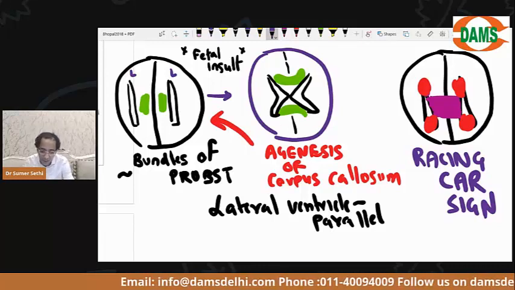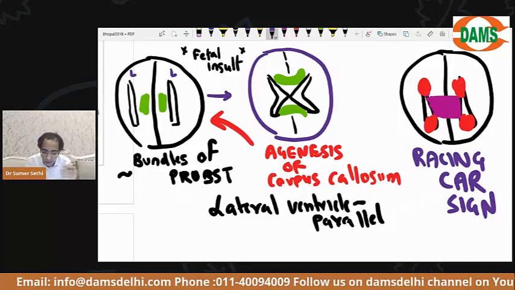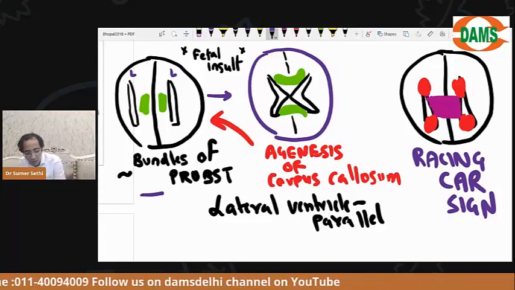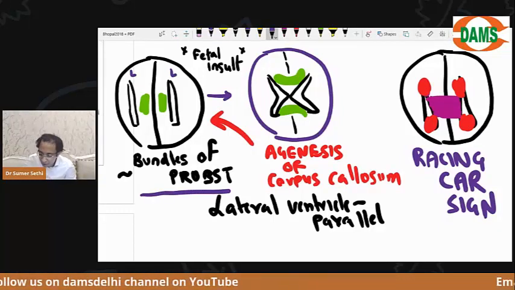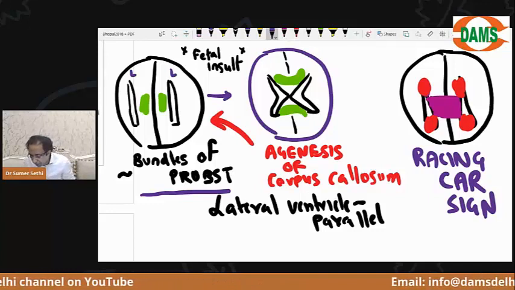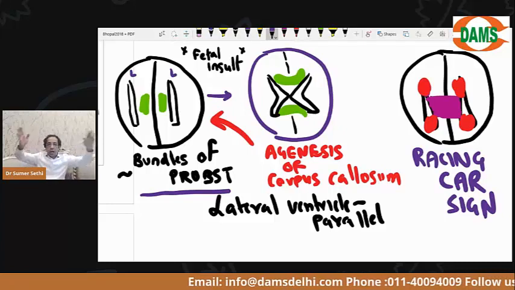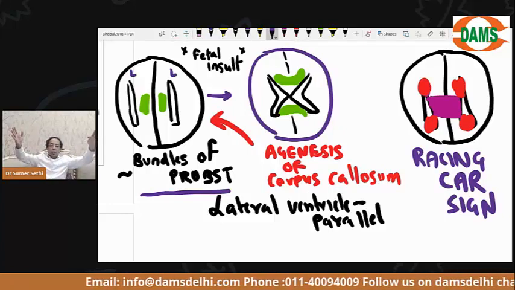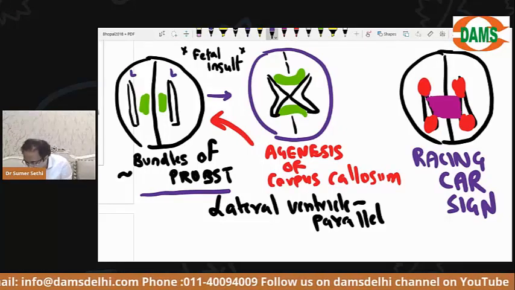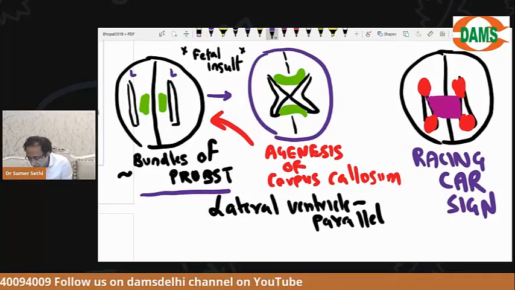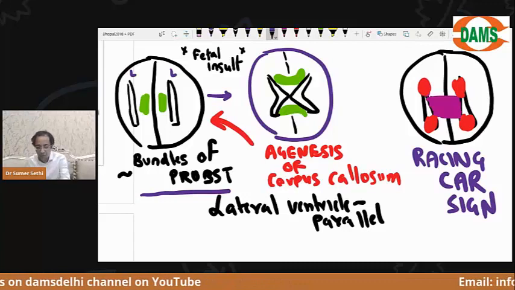है ना? Do you understand this? कि भाई embryological fetal life में corpus callosum बनता है. Initially you have bundles of Probst, then they migrate to form the corpus callosum. In between, if you have a fetal insult, the lateral ventricles will remain parallel to each other, and that is called the racing car configuration. Are you clear? Are you clear with this? Yes? Okay, everybody is able to understand.